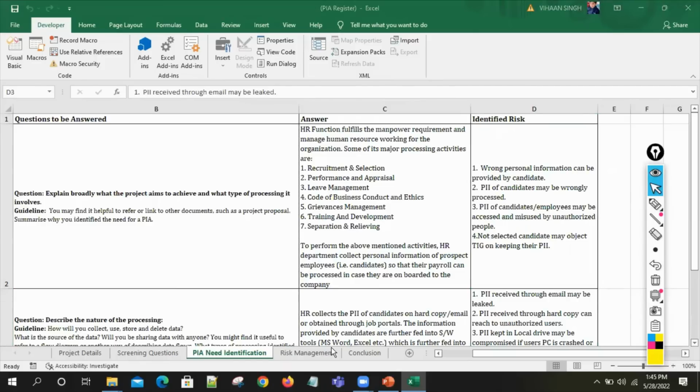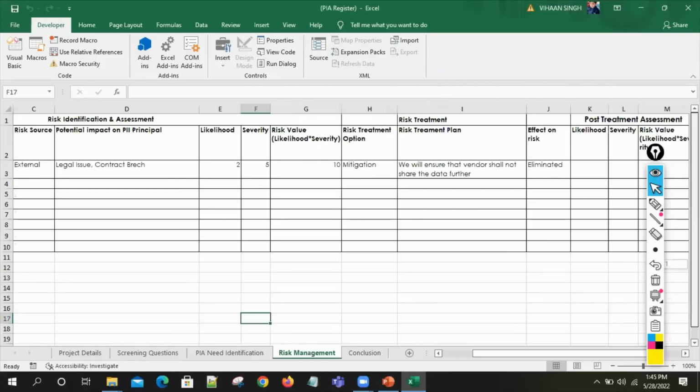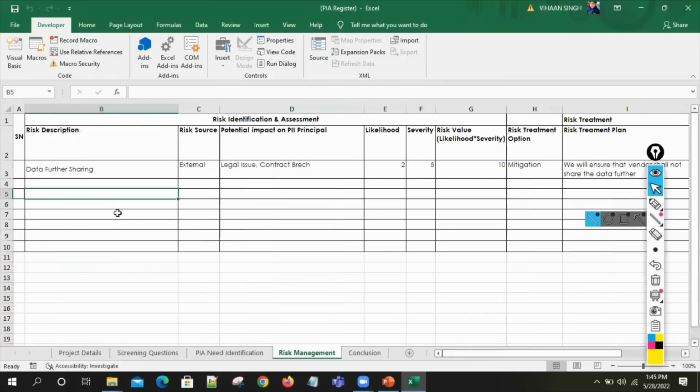the moment you have identified the risk, now you need to go for the risk management. In the risk management, it is the same as we are doing for cybersecurity risk, identification of cybersecurity related risk. And here also you are going to identify the potential impact. The first thing is to identify the risk. What is the potential impact on the PII? Suppose you are doing the data processing, and further sharing would be there. So what would be the impact? The impact would be legal impact, and a contractual breach would be there.